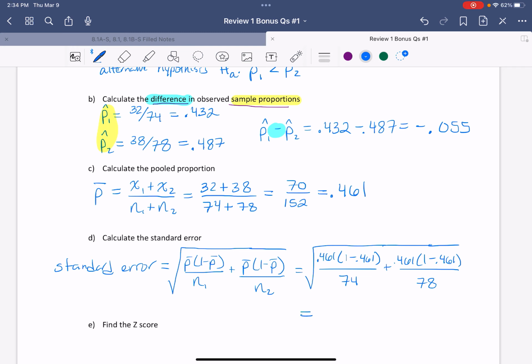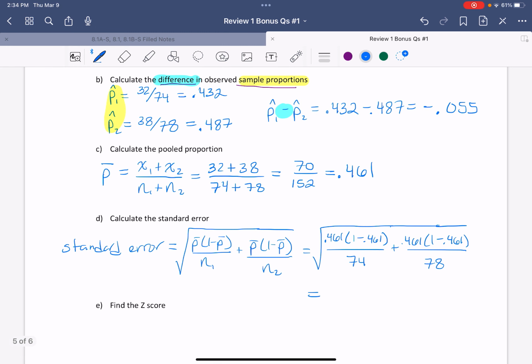Plug that into your calculators, rounding to 3 decimal places. That'll be 0.081. I'm using P bar because we're using 2 population proportions.